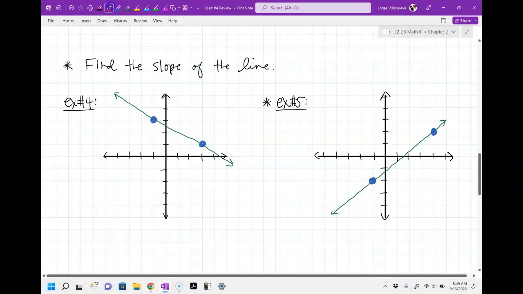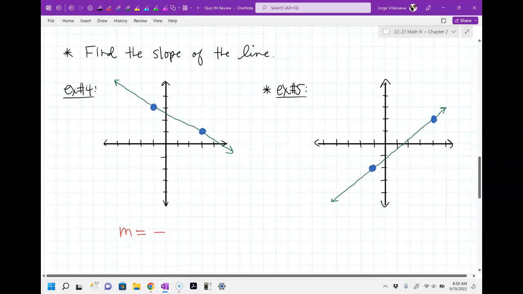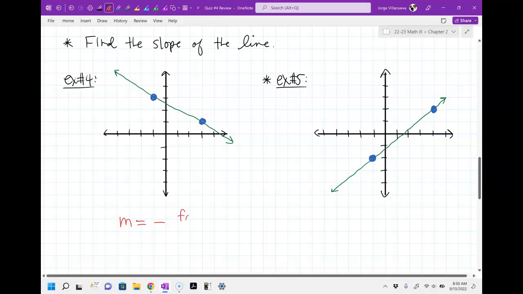Okay, finding slopes. So if you look at this graph right here, example number 4. To find the slope, it's rise over run or fall over run. But if you're falling, that means it's a negative slope. So is this line right here a negative or a positive slope, for example 4? Negative, right? So your answer needs to have a minus. So I'm going to write m equals minus. And then I'm going to do a little fraction. Well, not yet, but remember, it's supposed to be fall over run.